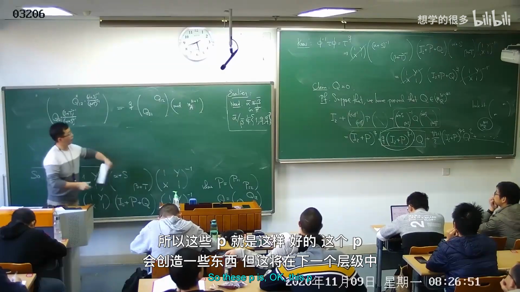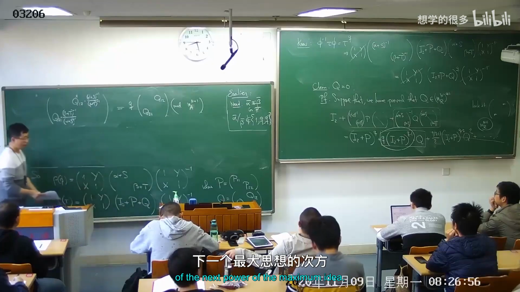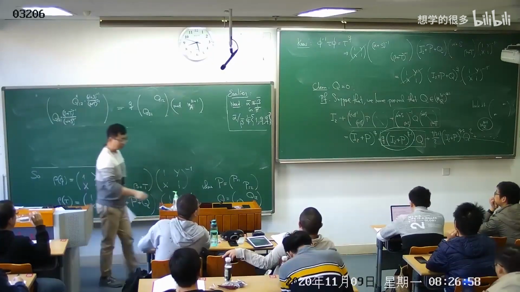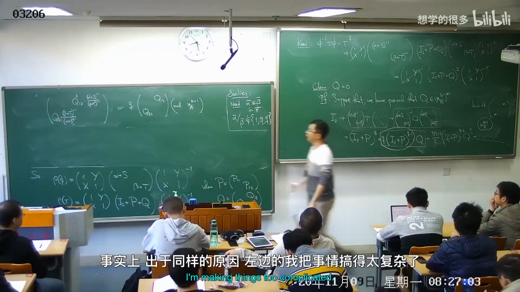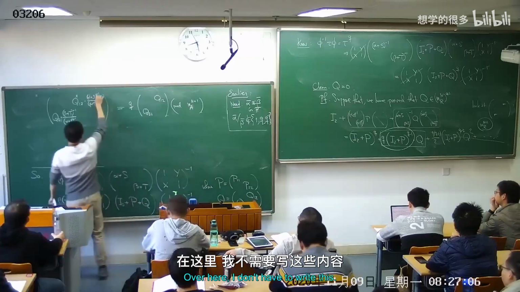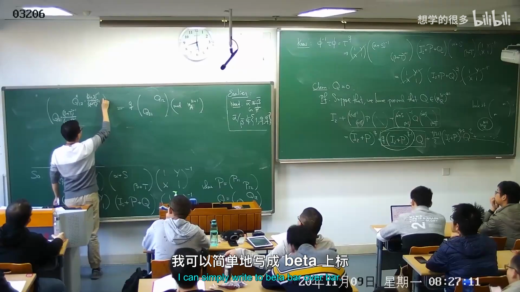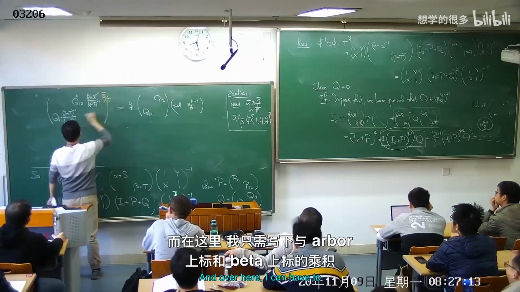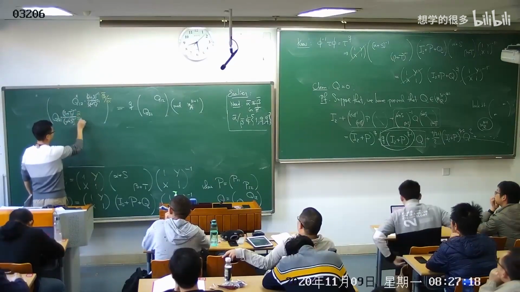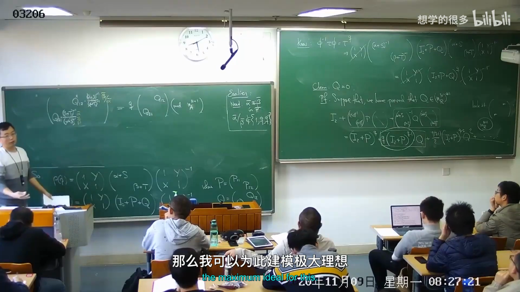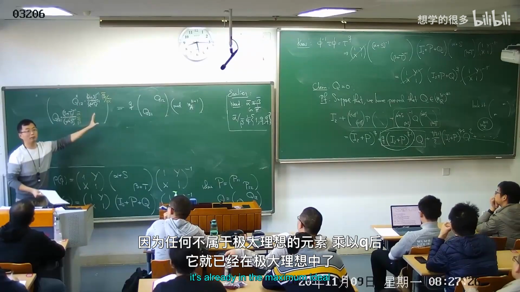So these P's will create something, but it will be in the next power of the maximal ideal. In fact, for the same reason, on the left I'm making things too complicated. Over here, I don't have to write this. I can simply write beta bar over alpha bar, and over here I can simply multiply with alpha bar over beta bar. Then I can just work modulo the maximal ideal, because anything that's not in the maximal ideal multiplied with Q is already in the maximal ideal to the n plus first power.